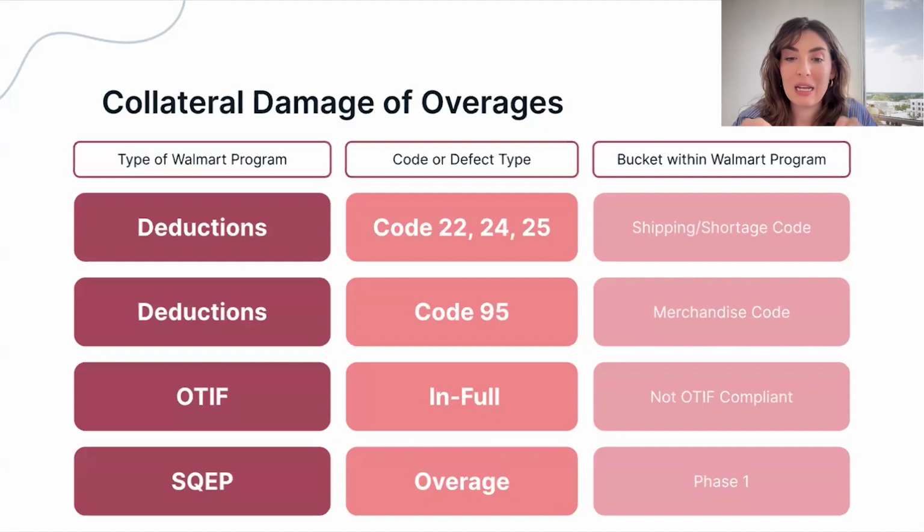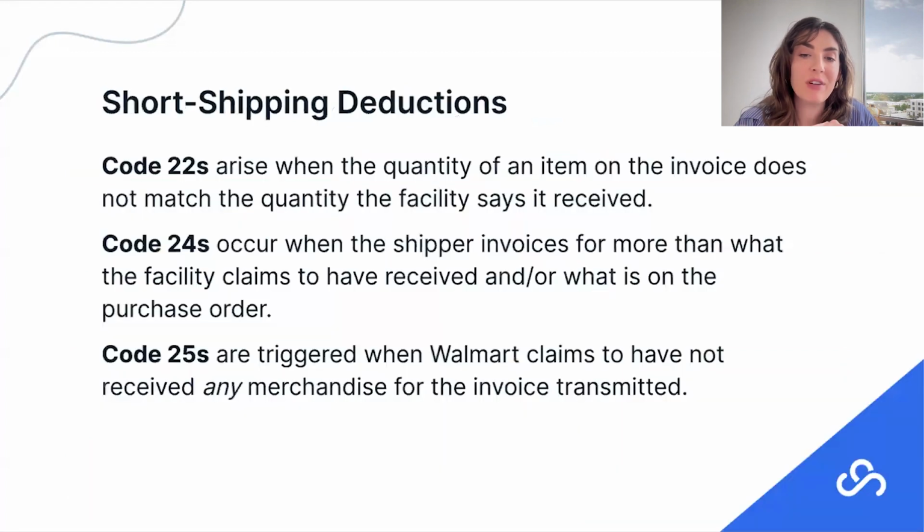We're going to go in full on the OTIF program. What's great about OTIF is usually they will only ding you for on time or in full. And when it comes to overages, they really are just dinging you for in full, because you're not sending the correct quantity of product. Even if it's over, that's considered an incorrect quantity. And then we'll talk about how SQEP defines overages and how they actually distribute fines, which is different than the other 2 programs we've talked about.